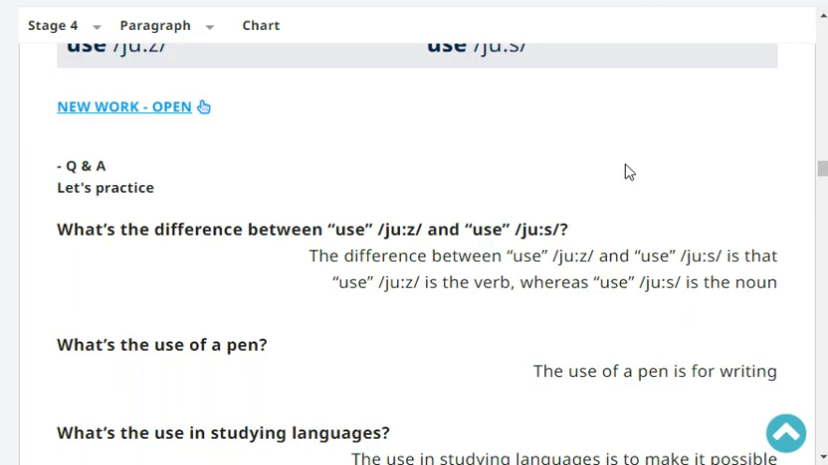What's the difference between use and use? The difference between use and use is that we use use as the verb, whereas use is the noun. Very good.